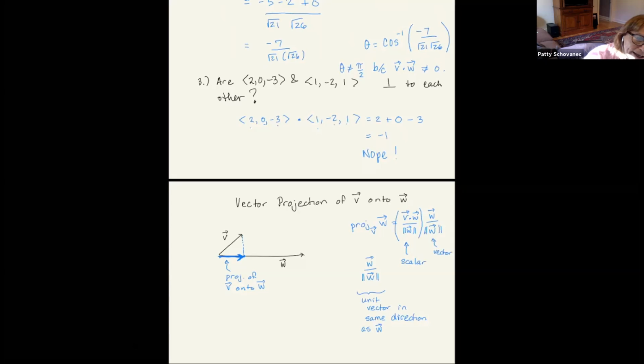So a scalar times a vector gives a vector. That scalar that I have in parentheses is called the scalar projection, or sometimes called the component, of V onto W. So this dot product divided by the magnitude of W multiplied with this unit vector gives me the projection of V onto W.